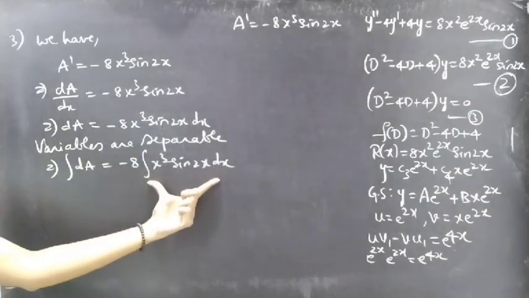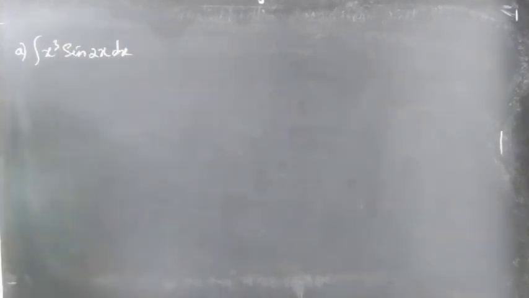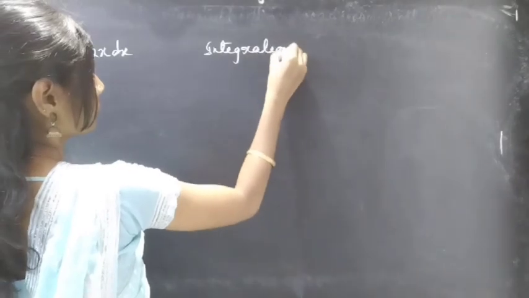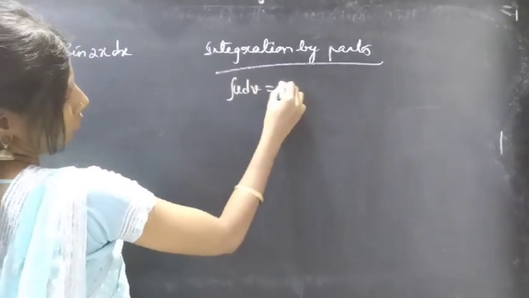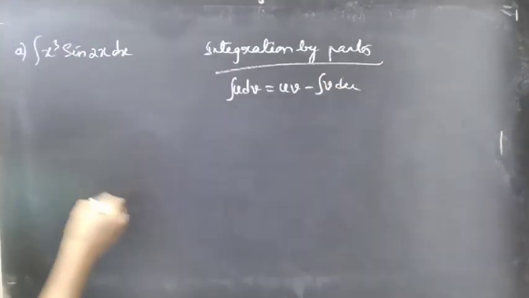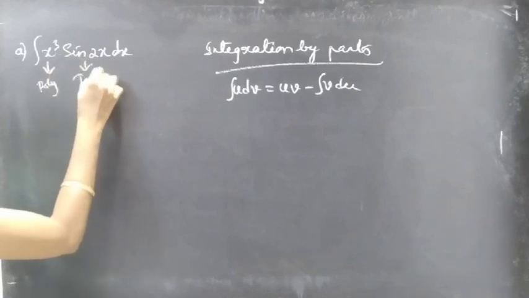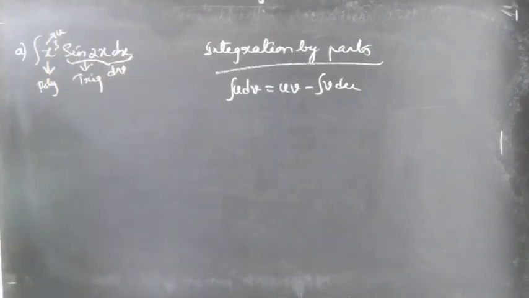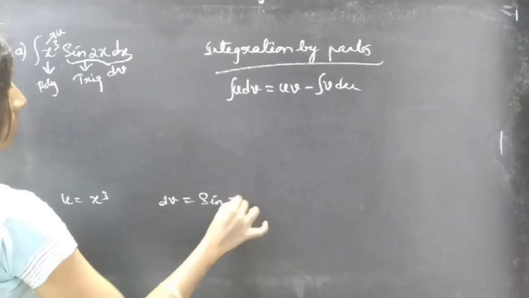Let's evaluate integral x cubed sine 2x dx now. Here we are going to apply the integration by parts formula: integral u dv equal to uv minus integral v du. Here our integrand is the product of a polynomial and a trigonometric function, right? We'll consider the polynomial function as u and the remaining part as dv. Then we'll have u equal to x cube and dv equal to sine 2x dx, right?